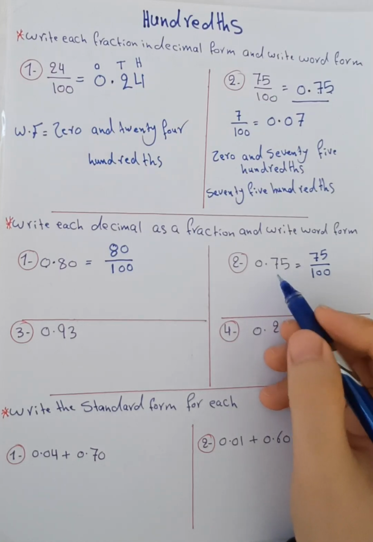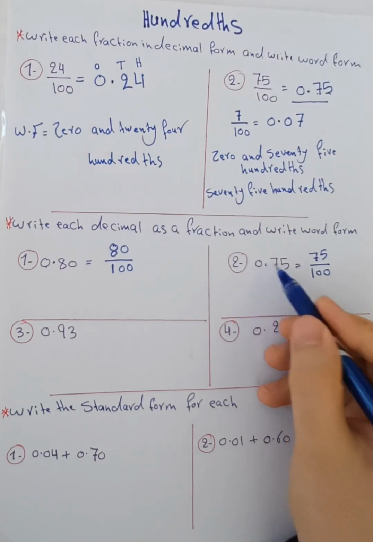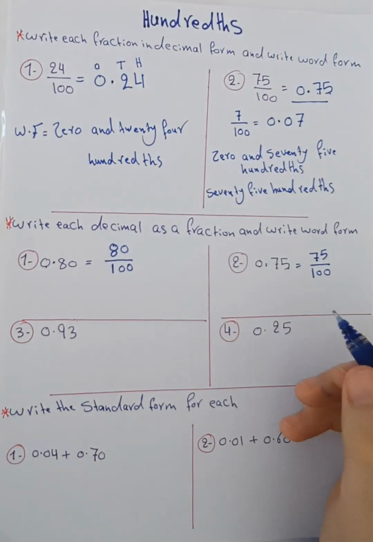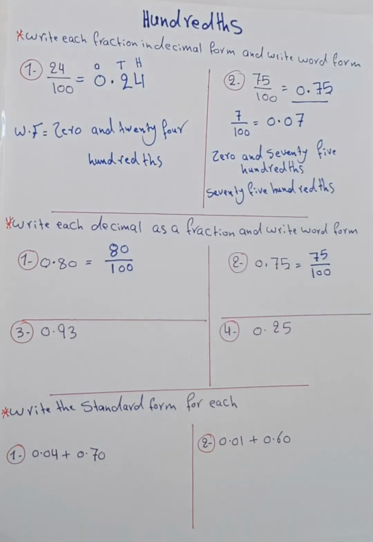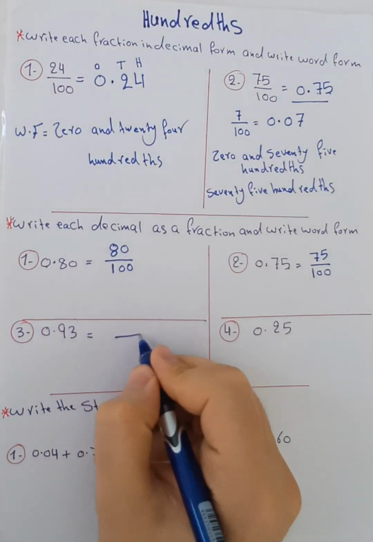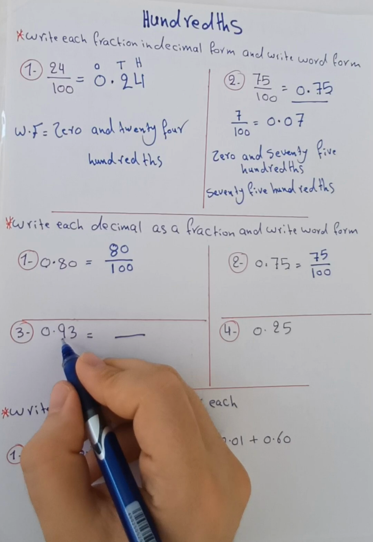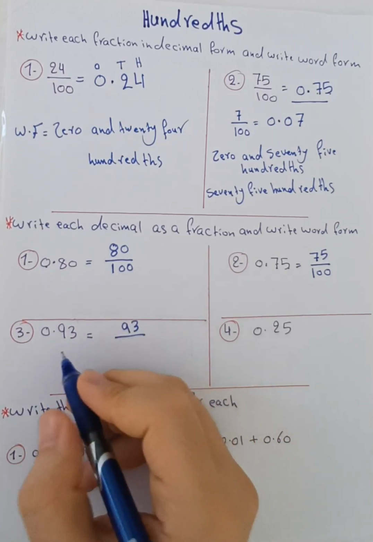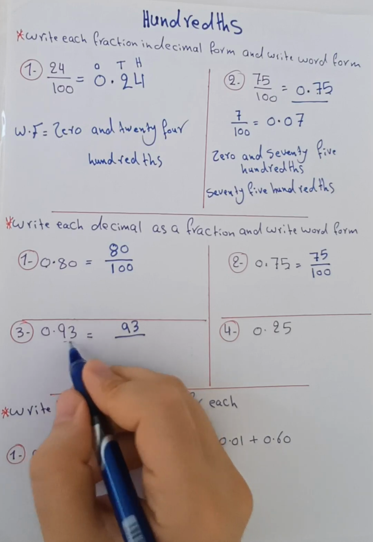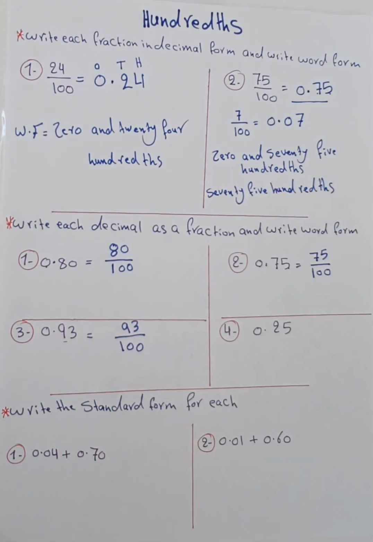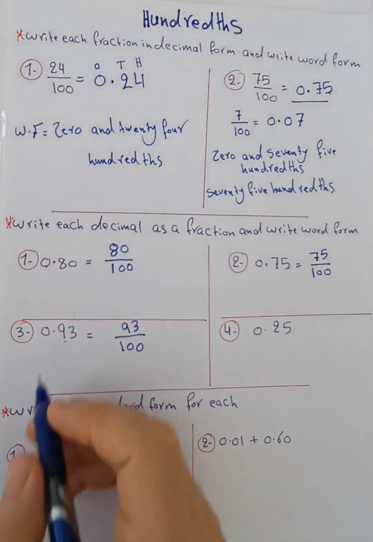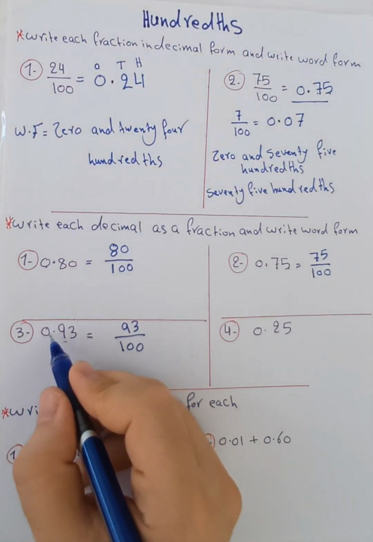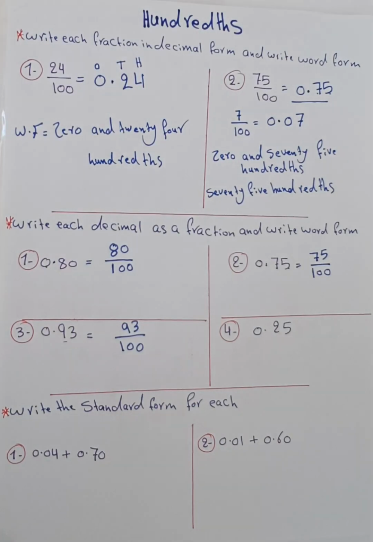The word form for this decimal, we can say 0 and 75 hundredths, or we can say 75 hundredths. Example number 3, we have 0.93. So the whole number is 0. We have to write 93 as the numerator, and for the denominator, after this point we have two numbers, so we have to write 100. And the word form for this decimal, we can say 0 and 93 hundredths, or we can say 93 hundredths.